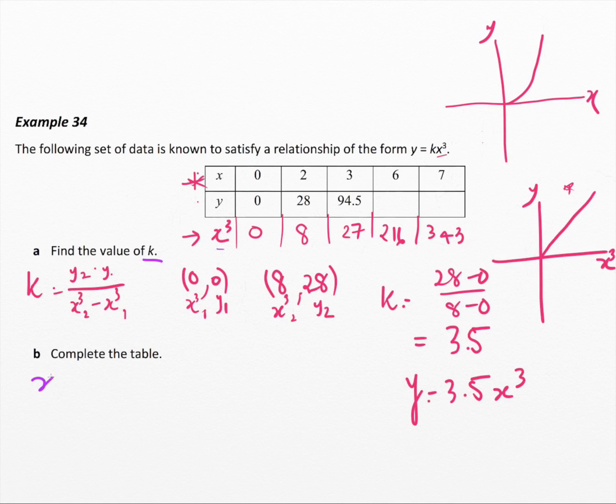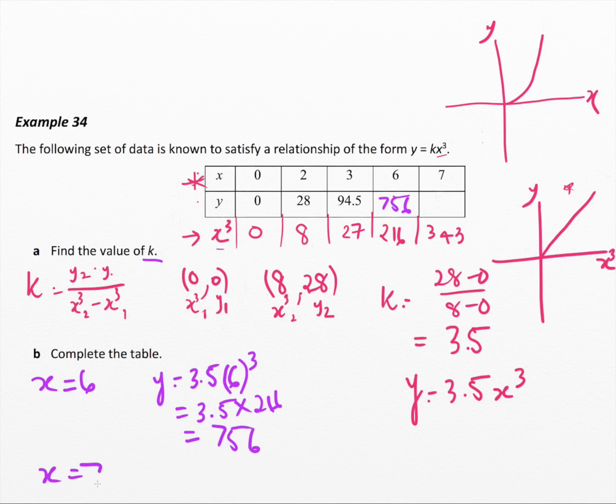So to complete the table, all we now want to do is sub in our values of x into our equation of y equals 3.5. Instead of x cubed, what we're working with right now is 6, so that'll be 6 cubed. So that's 3.5 times 216, which will be 756, so that will be the value for that one. And then finally, to find the value for 7, we'll have x equals 7, y equals 3.5 times 7 cubed, which will be 1,200.5. And there you have it, that's how you complete your table.